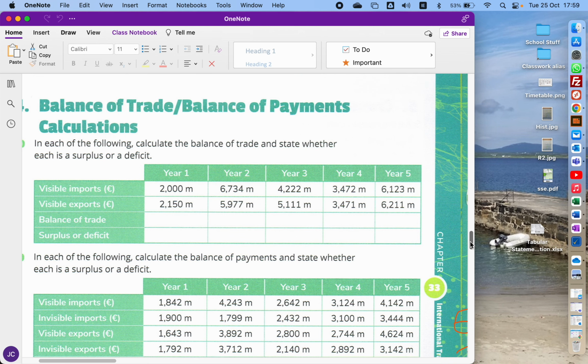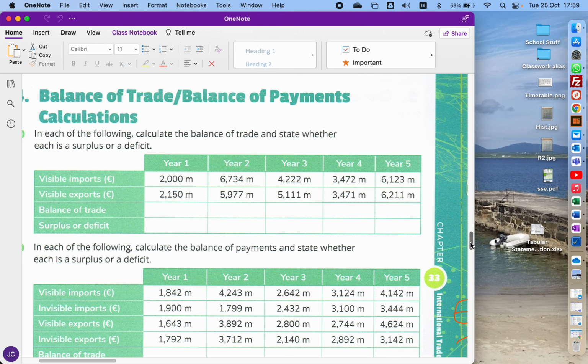Let's try and go through the balance of trade and balance of payments. So formulas, first of all, you need to know the formulas. It's always exports take away imports. Exports is money coming into the economy because you're selling goods or services, and imports is money leaving the economy because you're buying foreign goods or foreign services.